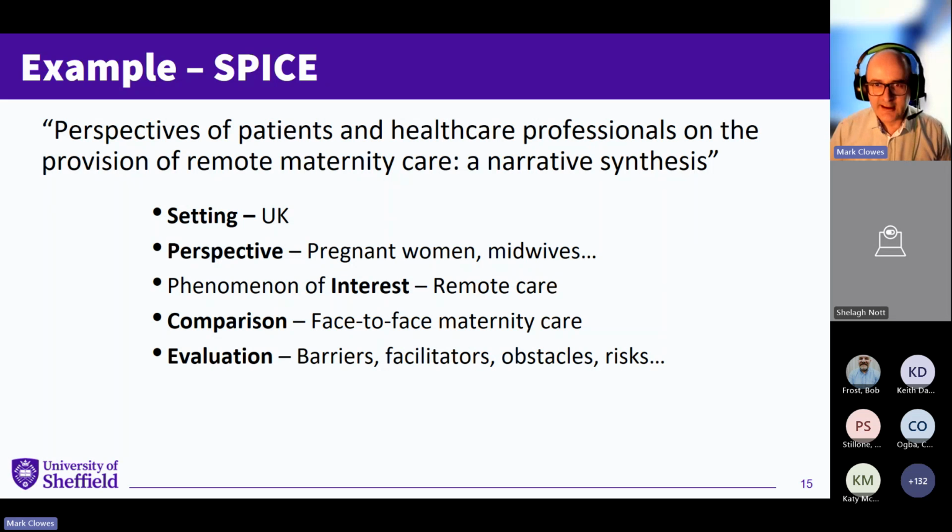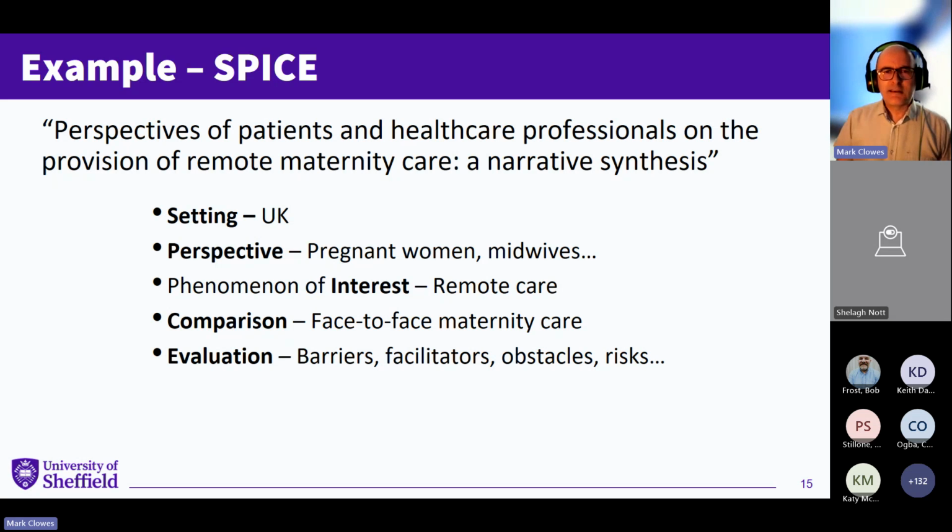The phenomenon of interest here is the main thing, and the thing that's going to narrow it down greatly, which is this idea of remote care. And we were particularly interested in the online variants of that which grew in popularity during COVID, but in many cases are still being used. And the comparison would be traditional midwife visits or traditional modes of maternity care. And then the evaluation would be, well, are there any barriers to this? Are there any facilitators, obstacles? Are there any risks involved?